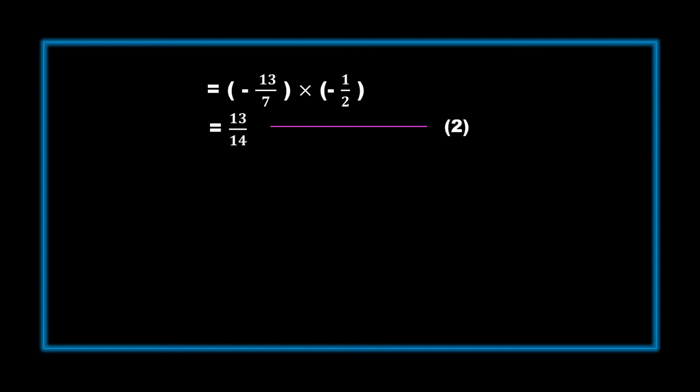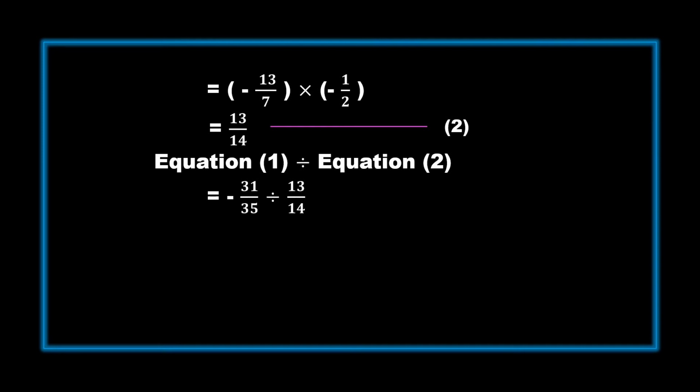Now our question asks you to divide the sum by the product. Our sum is equation 1 and our product is equation 2. So let me write equation 1 by equation 2. What is our equation 1 answer? Minus 31 by 35 divided by equation 2 answer, which we got as 13 by 14. Here in between there is a division symbol, so we will not take any LCM. Whenever the division symbol is there, to make the calculation easy, you should put a multiplication mark and take the reciprocal of the fraction, meaning 14 will go as the numerator and 13 as the denominator.